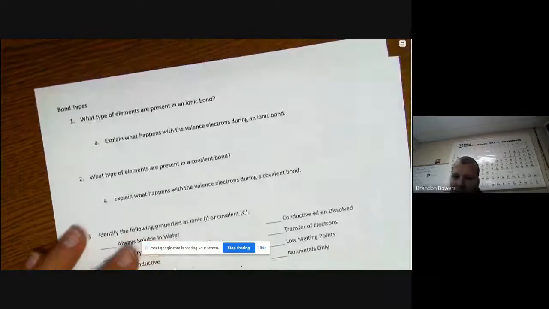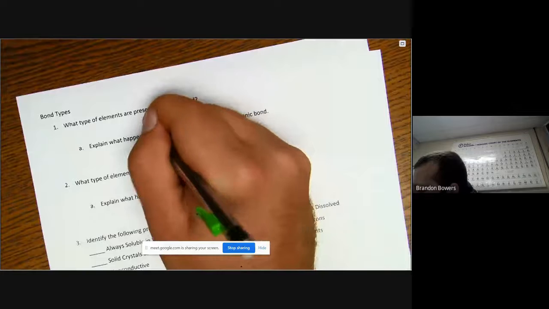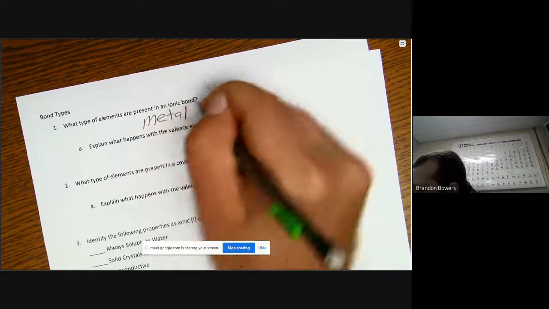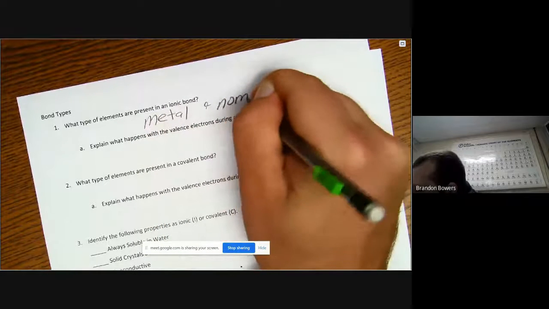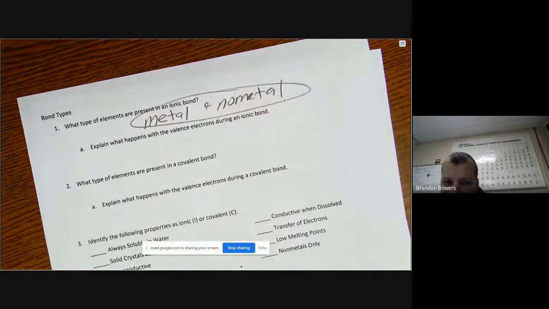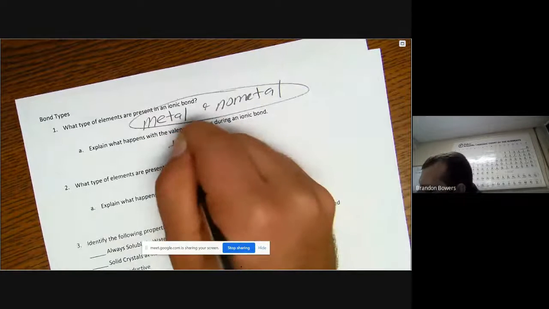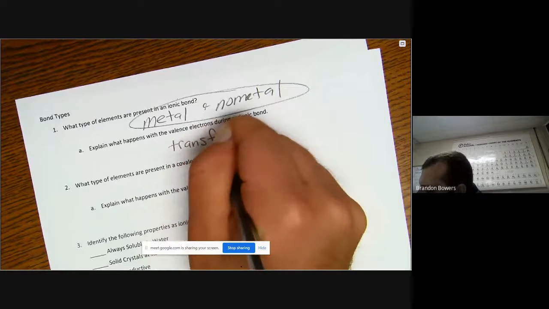What type of elements are present in an ionic bond? Those are a metal and a non-metal. That's big, metal and a non-metal. All right, and it explains what happens to the valence electrons. Well, these actually transfer electrons. Okay, they transfer.